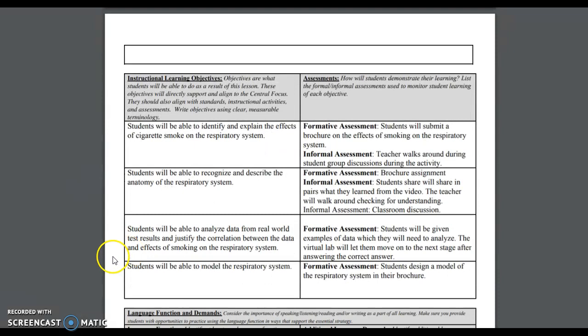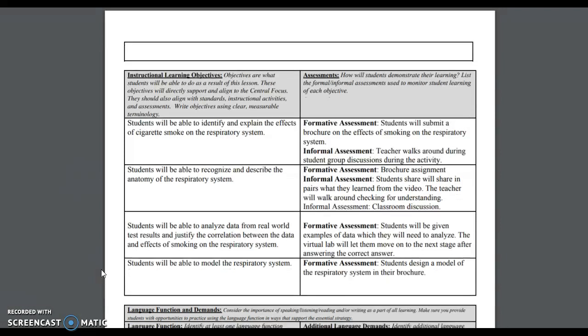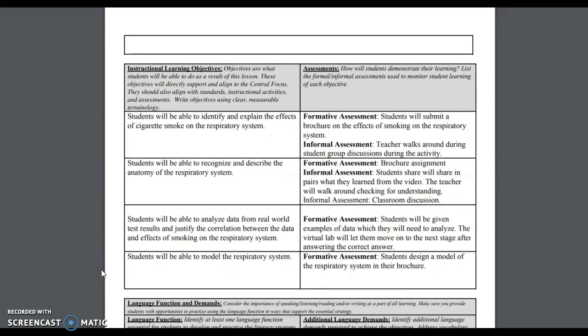So the instructional learning objectives, these are some things that students should be able to do as a result of this lesson. They'll be able to identify and explain the effects of cigarette smoke on the respiratory system. This is going to be measured by a formative assessment. They're going to submit a brochure at the end of class. And then there's an informal assessment. Teacher walks around during group discussion.